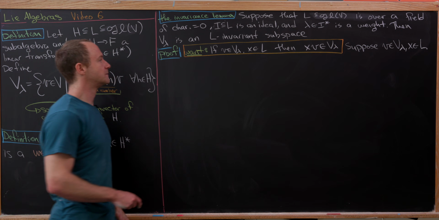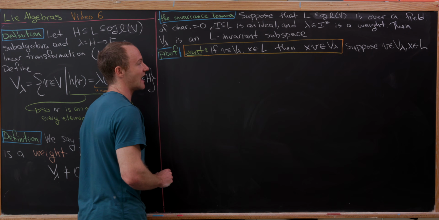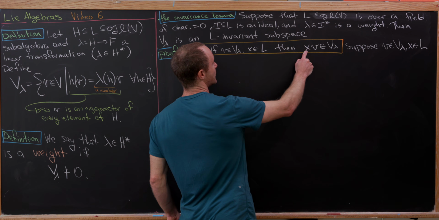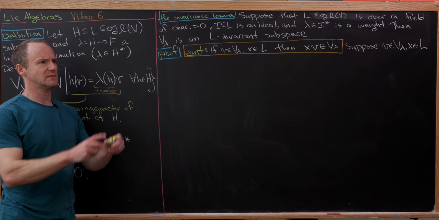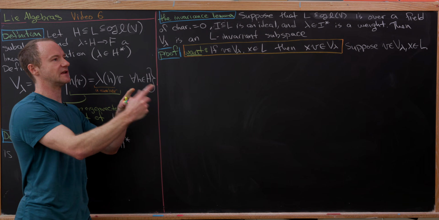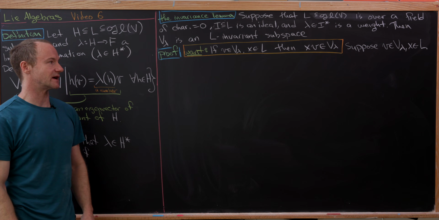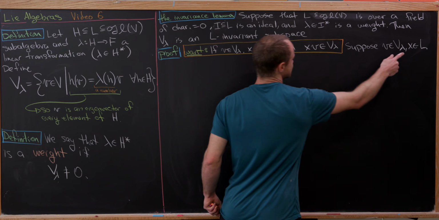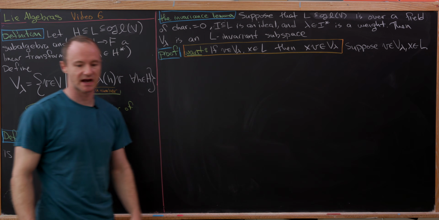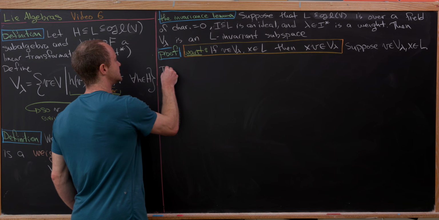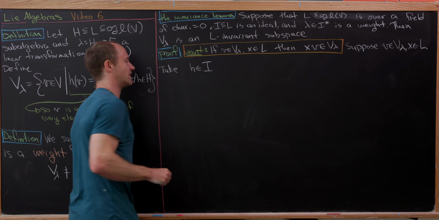So what does that mean? Well, that means if you've got a v inside of V lambda and you've got an X inside of L, then if you apply X to v, you stay inside of V lambda. So that means that L just loops everything from V lambda back to something in V lambda. Okay, so let's see how this might go. So we want to suppose that v is in V lambda and X is in L, and like I said before, hopefully get that Xv is inside of V lambda. But in order to do that, we need to involve something inside of I. So I'll take H inside of I.